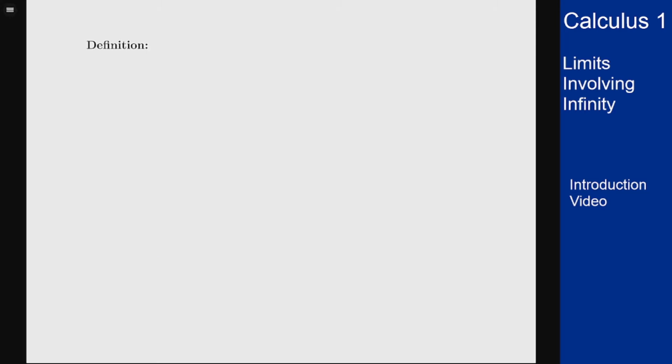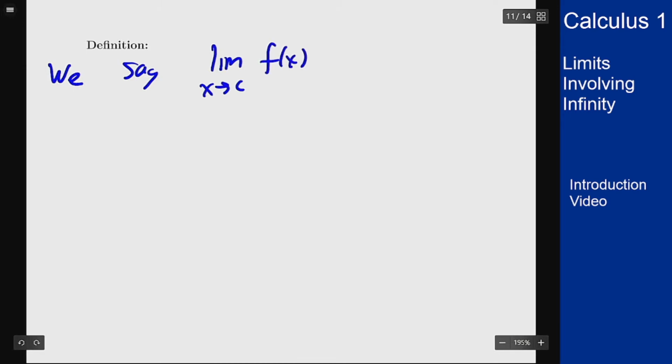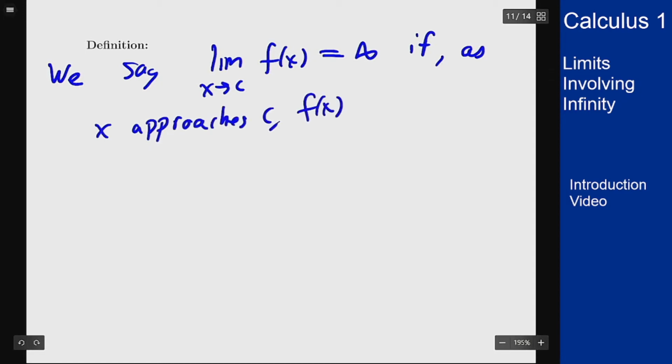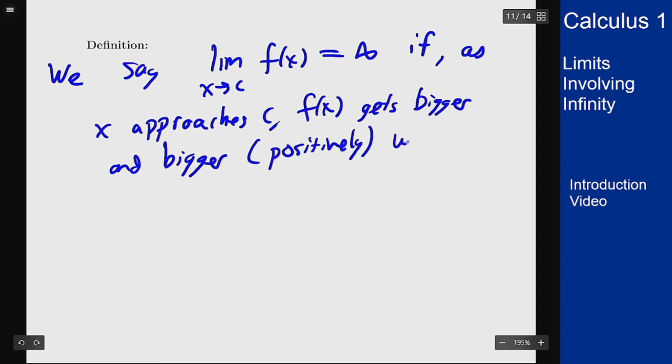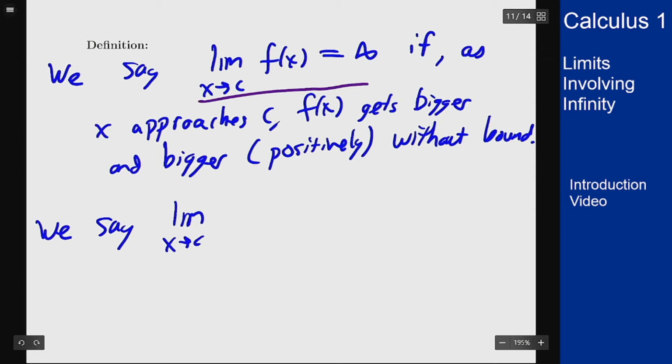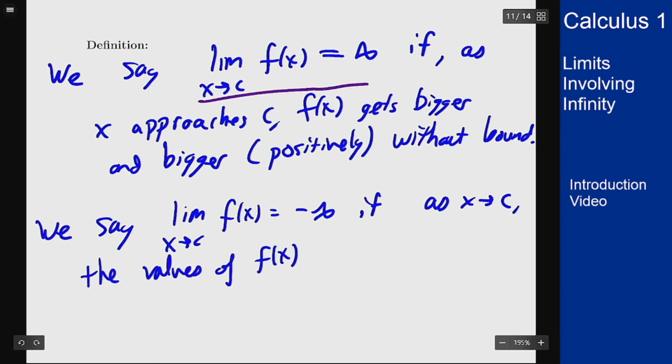So our definition here is the following. We say limit x goes to c of a function f of x equals infinity if, as x approaches c, f of x gets bigger and bigger in a positive sense without bound. As in, it doesn't stop anywhere in getting bigger. It doesn't flatten out somewhere really, really high up. It just keeps getting bigger and bigger and bigger without bound as we get closer to c. Similarly, we say limit as x goes to c of f of x equals minus infinity if, as x approaches c, the values of f get more and more negative without bound.